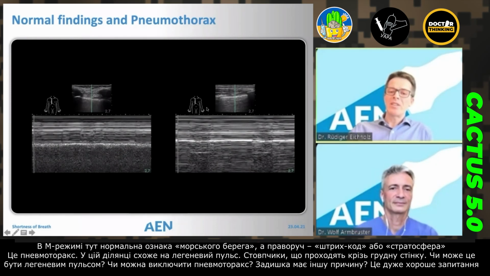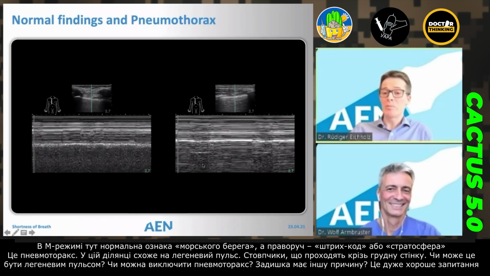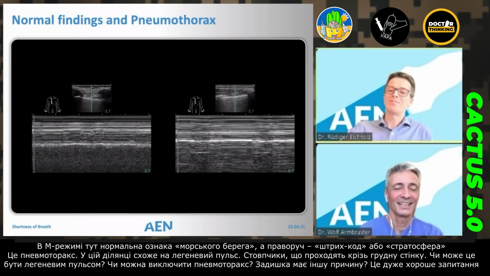And Wolf, why does this area kind of look like lung pulse? So there is some sort of column going through the whole chest wall. Could this be lung pulse? And could a pneumothorax be ruled out in shortness of breath of other reasons?